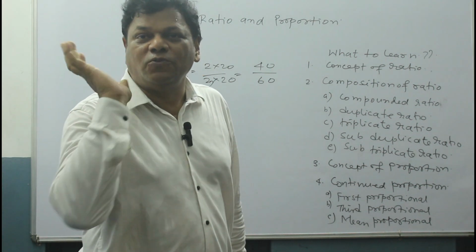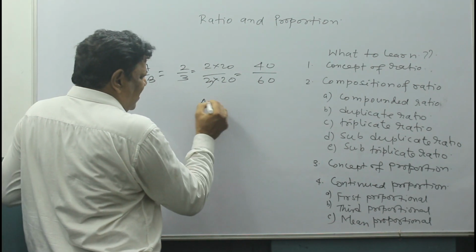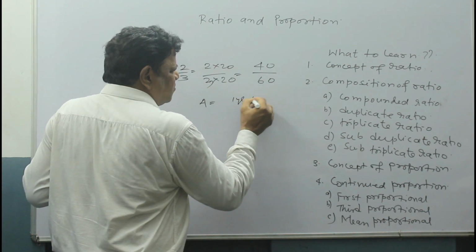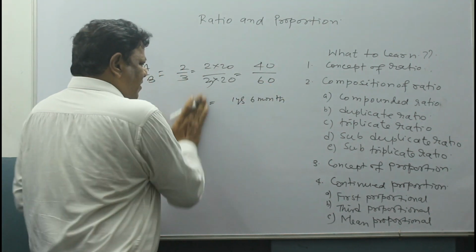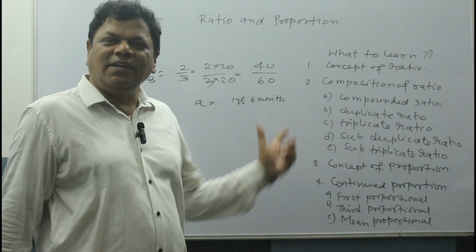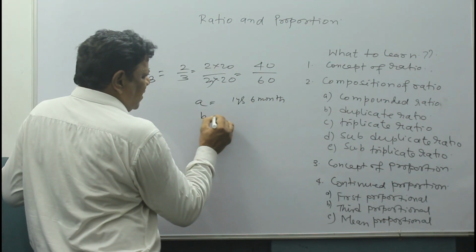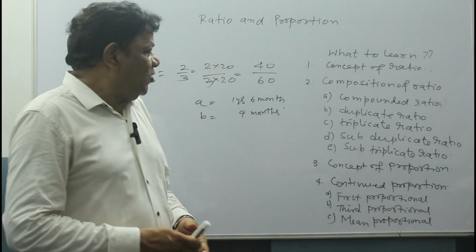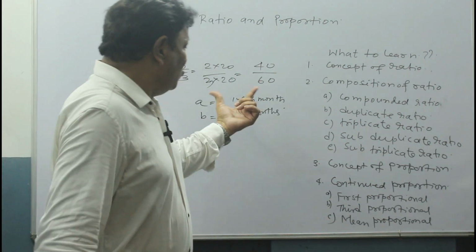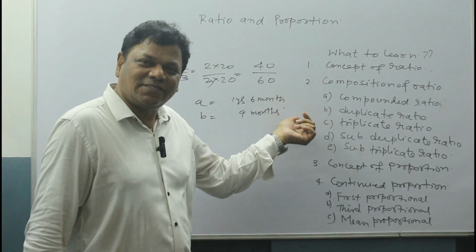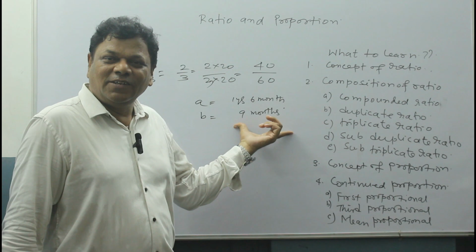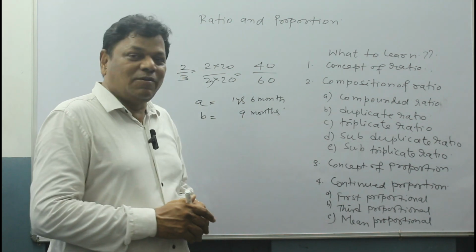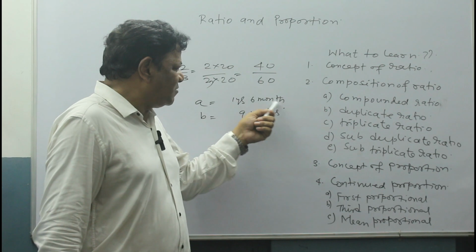One more idea you need to know. Let A be a small child, a baby, whose age is 1 year 6 months. Another baby B, his age is 9 months. Now how to find their ratio? Here the units are not the same. 1 year 6 months, and here only 9 months is given. So before making the ratio, both units must be the same.